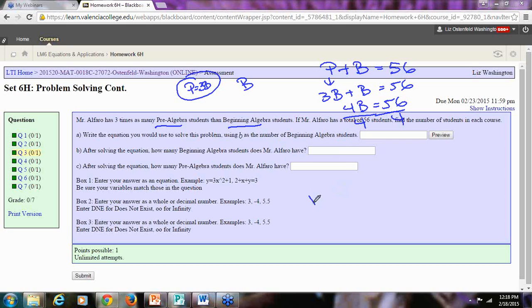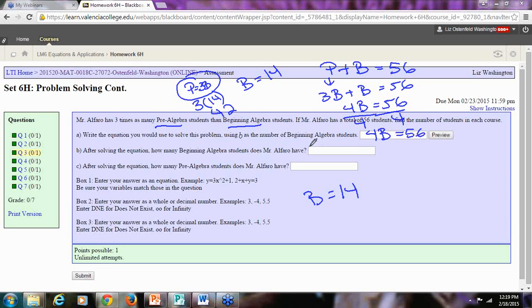I get B is 14. So that means he has 14 beginning algebra students, and he has 3 times 14 pre-algebra students, which would be 42. So it says here, write the equation you would use to solve this problem. The equation I would use is right here, 4B equals 56, and that's the simplified version of it.